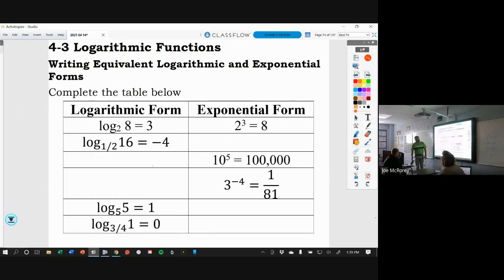So, for the first example, log of 16 base 1/2 is equal to negative 4. What is the base? 1/2. What is the power? Negative 4. Equals the thing, which is 16. And that's all there is to it. Okay?